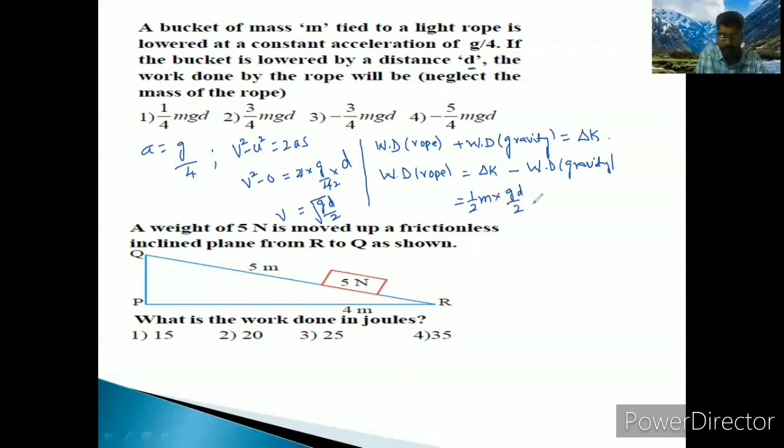The value is gd by 2, we can write. So work done by gravity, how can we write? Minus mgh, where h means d, they gave. So we can write d. From this, mgd by 4 minus mgd, LCM 4, means 1 minus 4, which is minus 3 mgd by 4. We will get the answer.